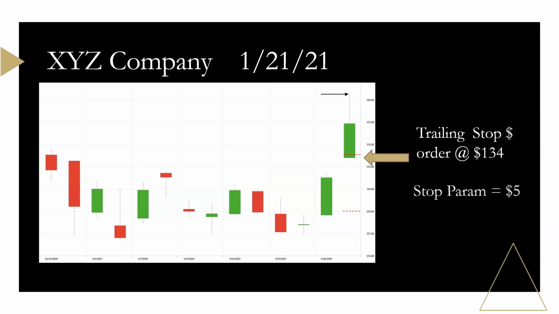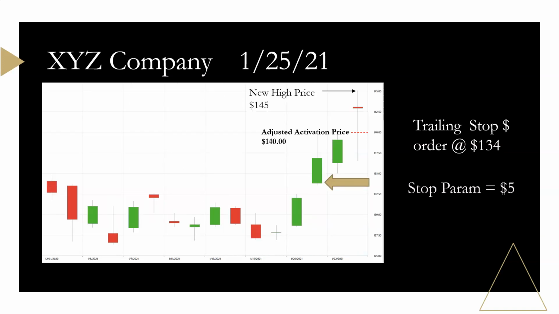This time, it's a trailing stop with a dollar amount. So, you got into your position at 134 bucks and your stop parameter is $5. That would make your activation price $129. The stock sees a new high that day of $139.50. Your adjusted activation price is $134.50. The 25th sees a new high of $145, adjusting your activation price to $140.